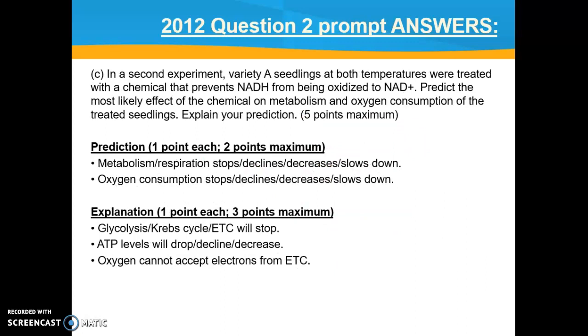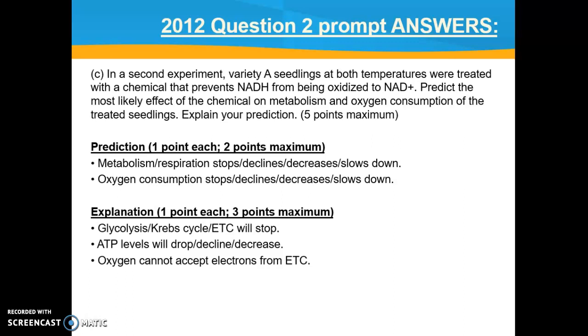Part C is now looking at, well, what if we do something different? What if we have a new experiment? And they're tying this in to something you know about cellular respiration. Cellular respiration requires these electron carriers, one of them being NAD+. And NAD+ takes the electrons from the breaking down reactions, so from glycolysis and the Krebs cycle, and takes them to the electron transport chain. If you remember, the electron transport chain is where all the magic happens.